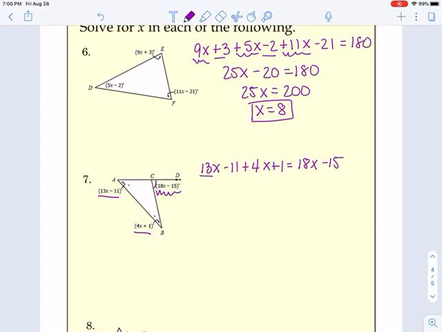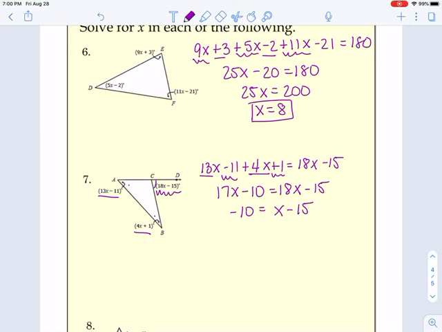I'll combine my like terms on this left-hand side first. So 13x plus 4x is 17x, and negative 11 plus 1 is negative 10. And that will equal 18x minus 15. The next thing that I'm going to do, I like x always to be positive. So I'm going to get rid of the positive 17x on the left-hand side by subtracting 17x from both sides. So that will leave me with negative 10 on the left. 18x minus 17x will give me 1x or just x. So in the end, I'm going to have negative 10 equals x minus 15.